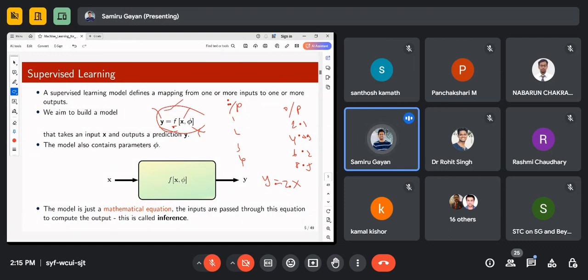So that is what we can do. Now we can represent it in this manner. You have a set of inputs and a set of outputs, and you can model it like this. This is a mathematical equation, nothing else. Using machine learning, what we do is we find this model.